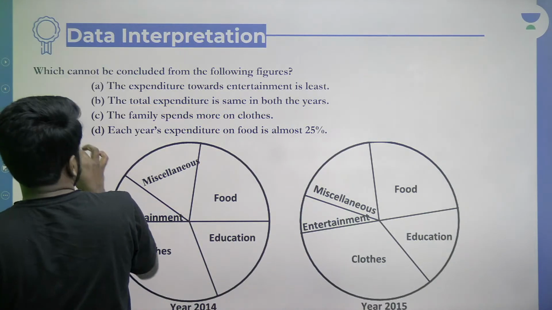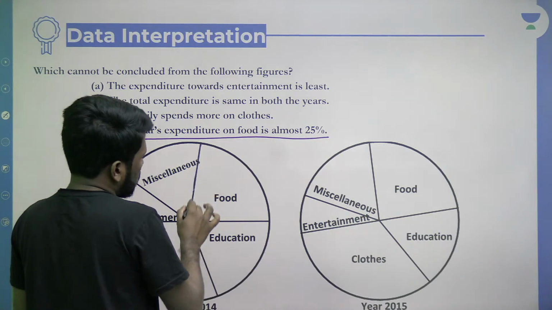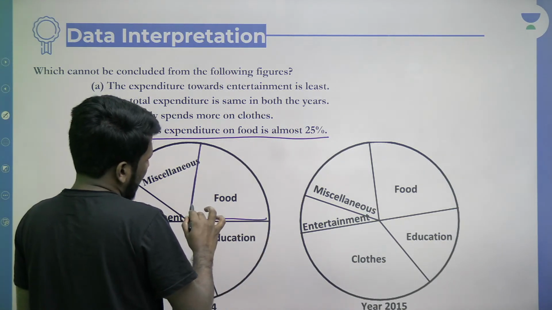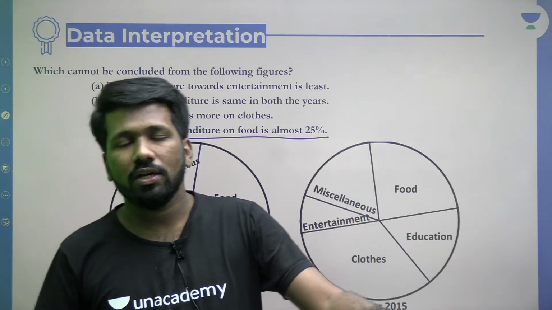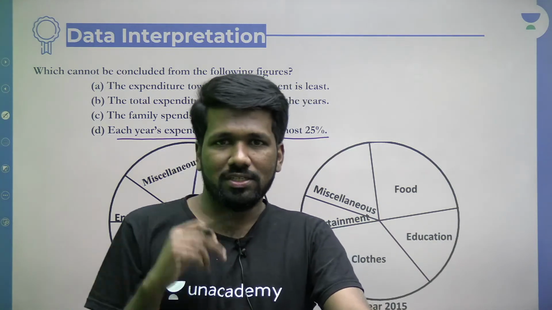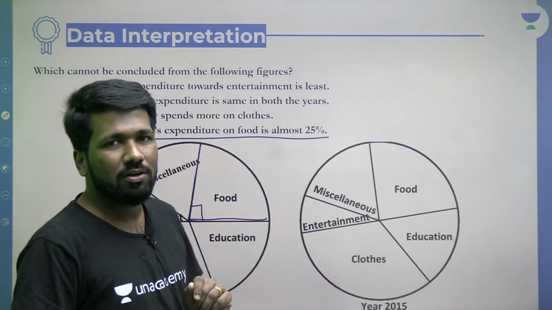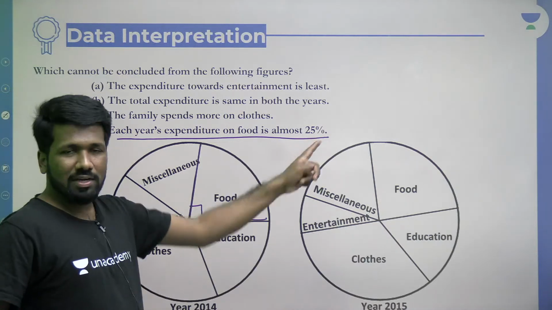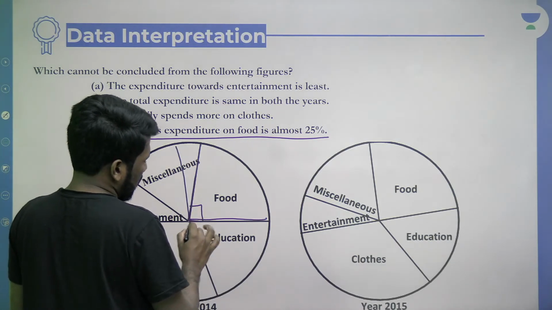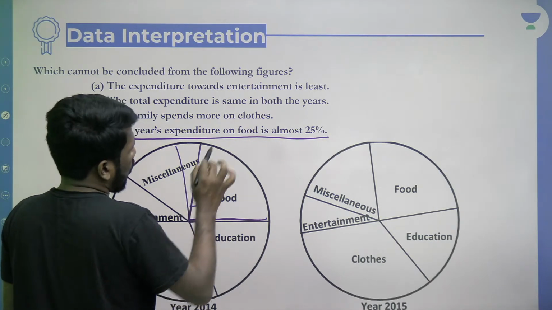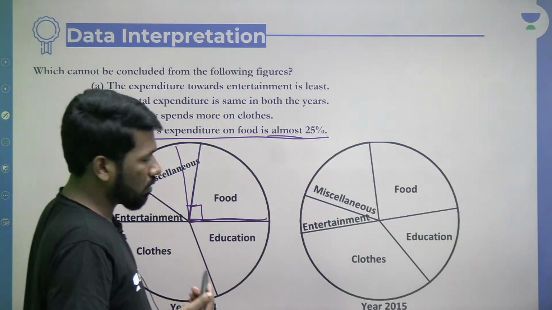So not the answer. Finally, each year's expenditure on food is almost 25%. Approximately 25%. This angle is almost 90 degrees. A pie chart is a circle, right? What is a quarter of a circle? The full circle is 360 degrees, a quarter will be 90 degrees. So 90 degrees is a quarter circle, meaning out of 100%, a quarter is 25%. Quarter means 25%. So this is a quarter or 1/4 of the total. The word almost is okay to say that this is almost 90 degrees or 25%.